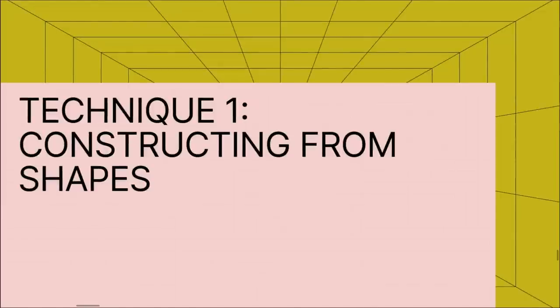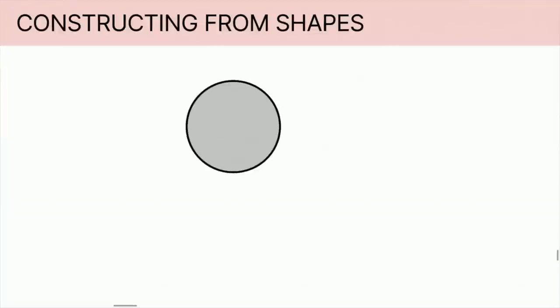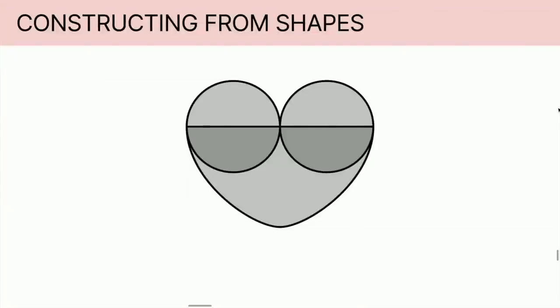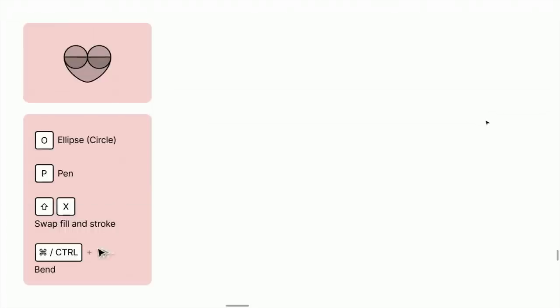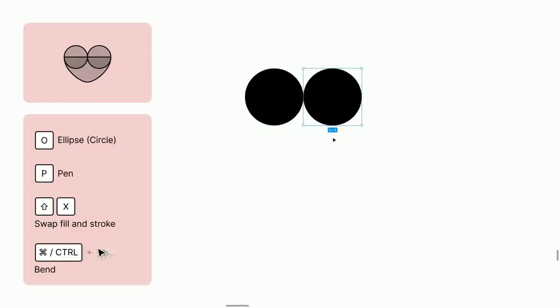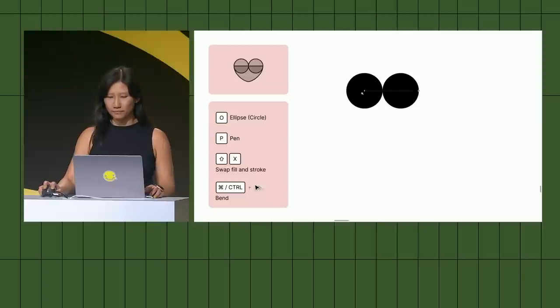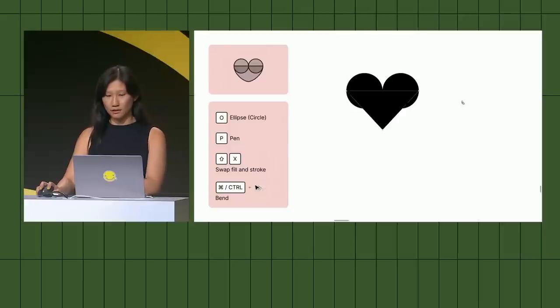OK, let's jump in. The first technique is constructing from shapes. Break your icon down into its component shapes. So for a heart, that might be two circles and a triangular base. Let's draw that out. I'm going to use my circle tool, O. I'll draw two circles side by side. Then I'll use my pen tool, draw my triangular base. Shift X is going to swap the fill and stroke. That's going to be something I use a lot throughout this demo.